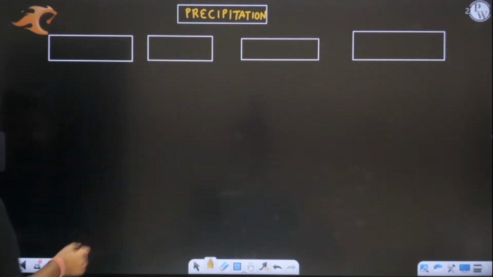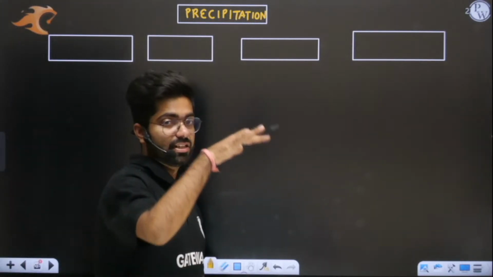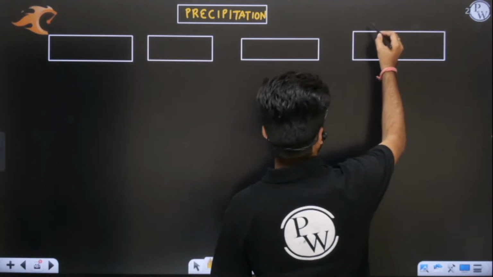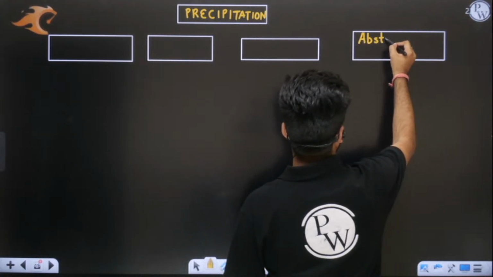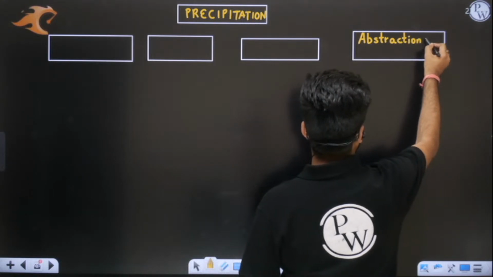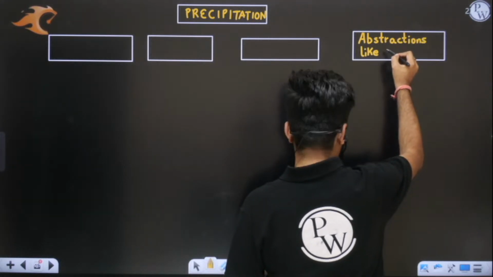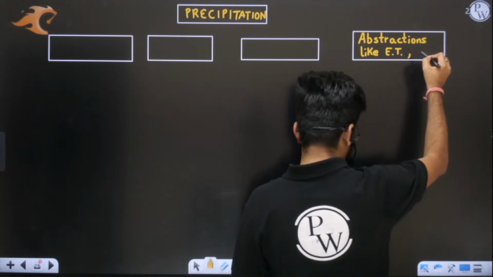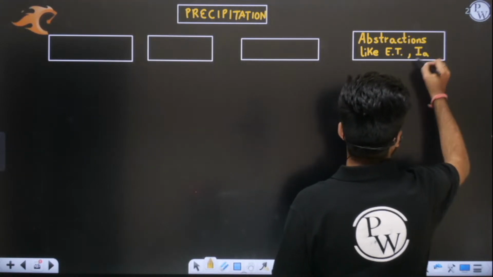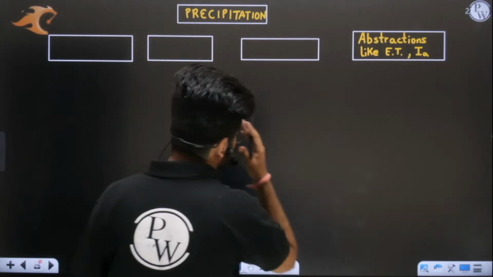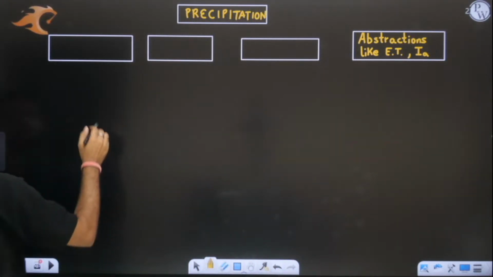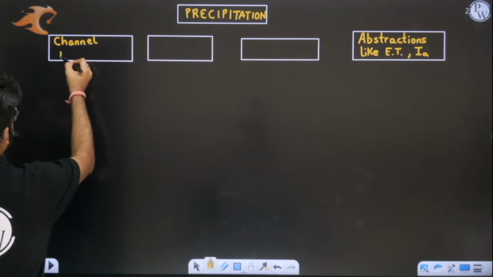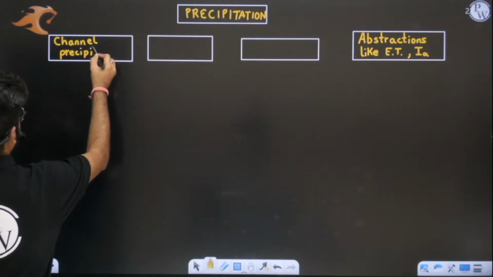Okay, the very first one is channel. See, all the water which reaches your ground, first from that water losses will take place. Okay, losses I will write here. This is your abstractions. Sir, what sorts of abstraction? Obviously, we have discussed abstractions like evaporation, transpiration, interception, initial storages, depression storage. All these are abstractions. So whatever water remains, some water will directly fall on the channel, known as channel precipitation.